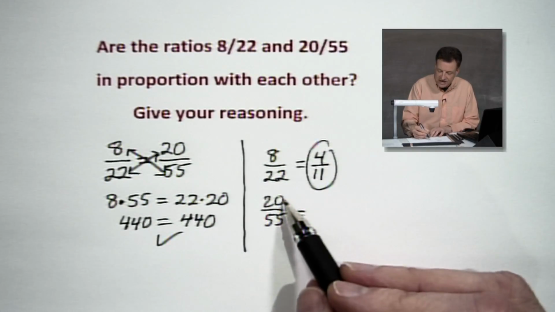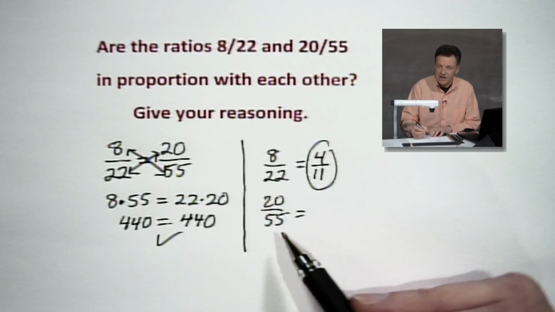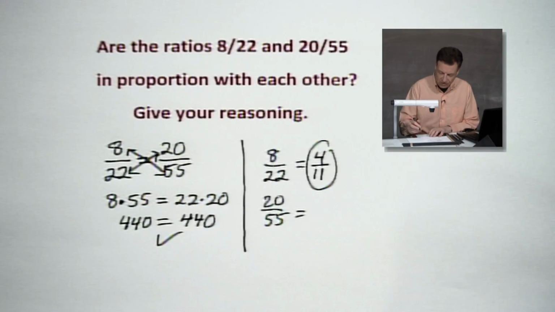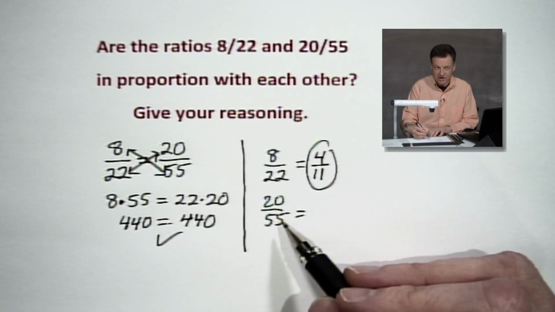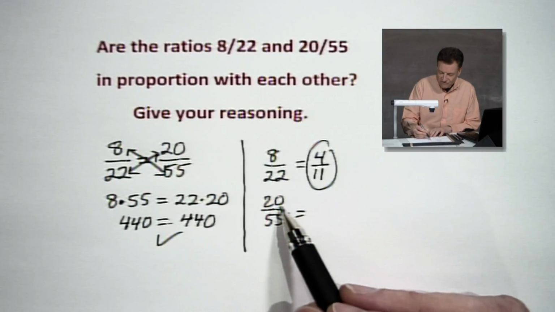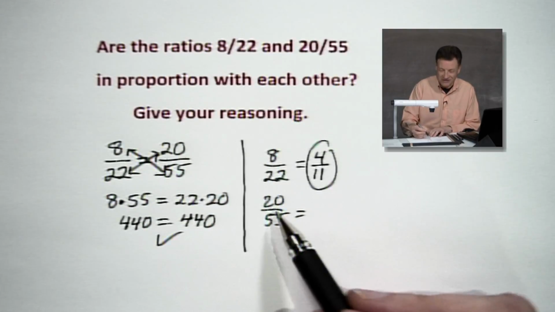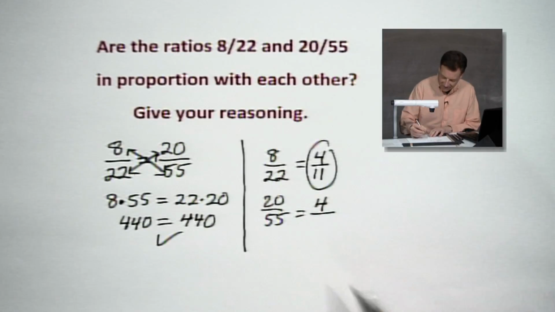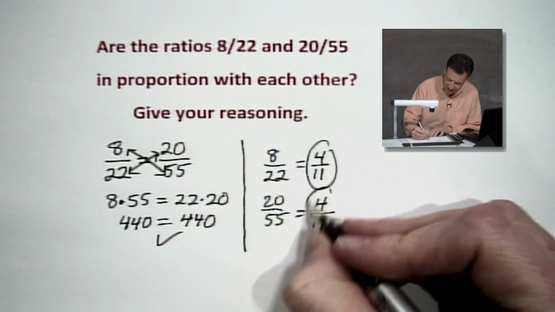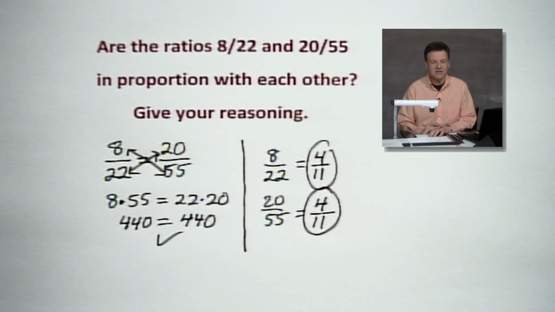Now notice both of these have 0 and 5 on the end. So you know what we're going to do? We're going to divide both of those by 5. That means they're divisible by 5 if you see that 0 and 5 working there. So we're going to divide 5 into 20, and that's going to give us 4. And over here we're going to divide 5 into 55, and that's going to give us 11. And notice they're the same fraction.